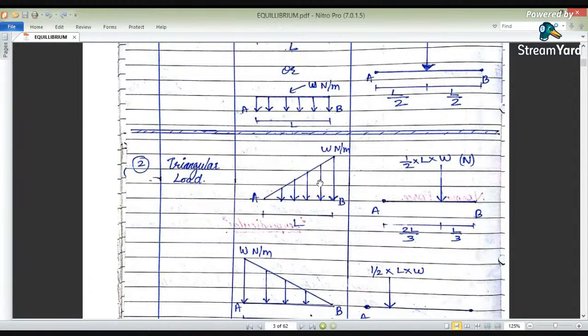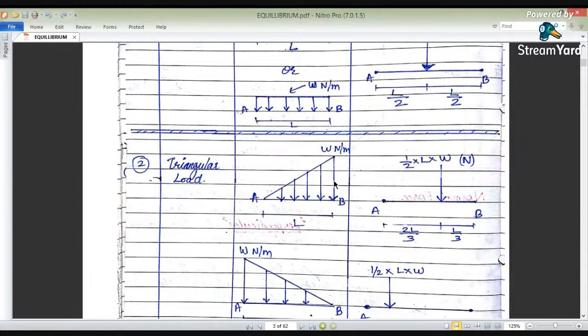That means we take the area of the triangle. The area of the triangle is half into base into height. The base is the length L, and the height is the intensity W. But where will it be acting? It will be acting at the CG. Here also, for triangular loading, it acts at the CG. So how do we find the CG?